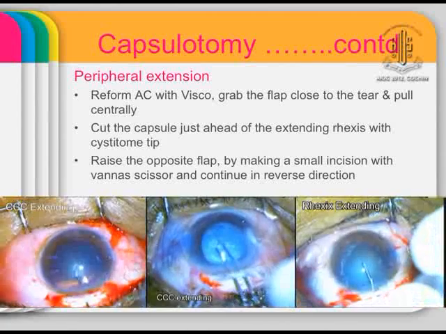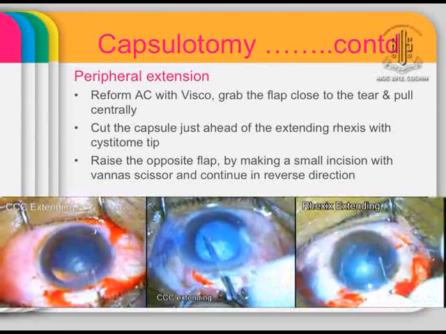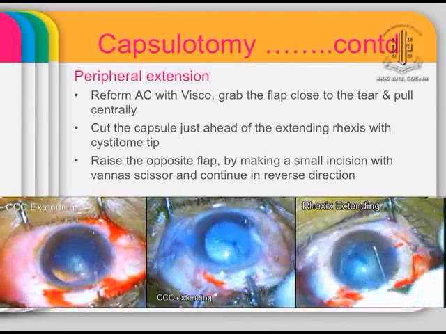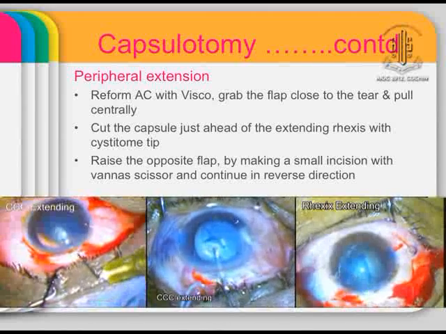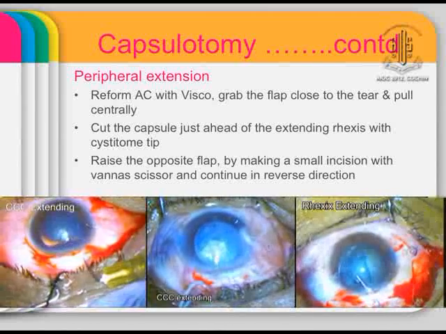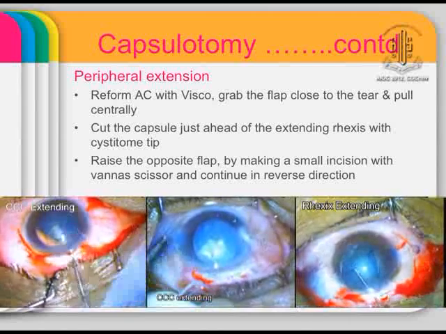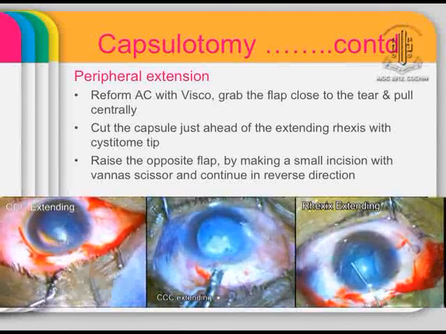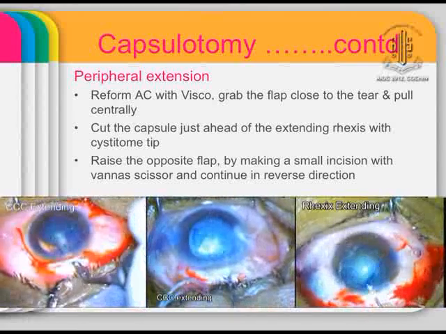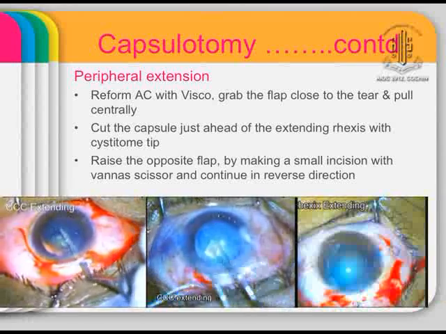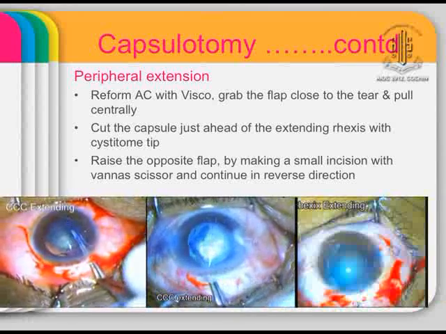Peripheral extension. I am showing 3 videos of how to manage a peripherally extending rhexis through different techniques. First, whenever you have a peripheral extension, always reform the AC with a viscoelastic. Grab the flap close to the tear and pull centrally. Always remember to put a centripetal force. You can just cut the capsule ahead of the extending rhexis with the cystitome tip, or you can start from the opposite flap by making a small incision with the Vannas scissor and continue in a reverse direction.